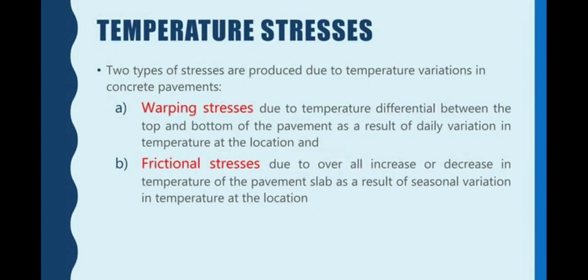Temperature stresses. Two types of temperature stresses are produced due to the temperature variation in the concrete pavement, that is warping stresses and frictional stresses. The warping stress is due to the temperature differential between the top and the bottom of the pavement as a result of daily variation in the temperature at the location, and the frictional stresses are due to overall increase or decrease in the temperature of the pavement slab as a result of seasonal variation in the temperature at the location.